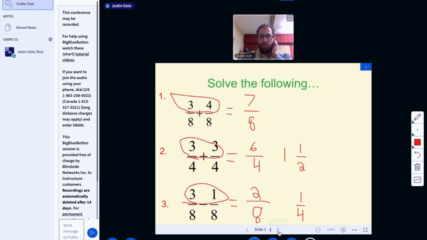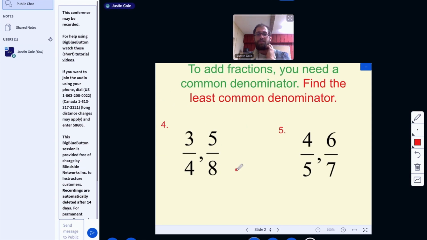So check what you did. Hopefully you got those answers. Now let's take a look at these. What do we notice about our denominators? They're not the same. So when we have a denominator that's not the same, you guys might remember this, we look for the least common denominator. So what we have to do with one of these fractions is multiply it by a different number to get the denominators equal.